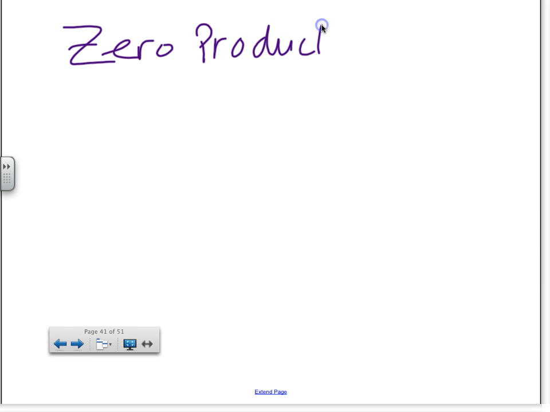All right. So we'll get back to that, but before we get back to that slide, I want to introduce you to the concept of the ZPP. It actually stands for zero product property. You can say Z double P or Z to P, whatever.